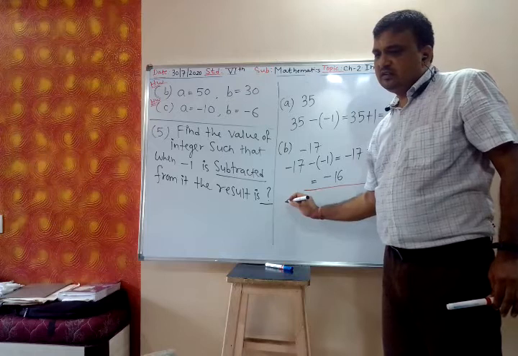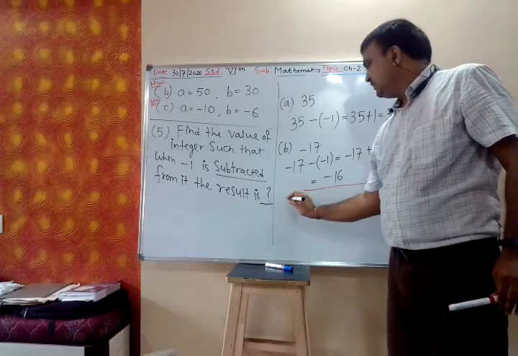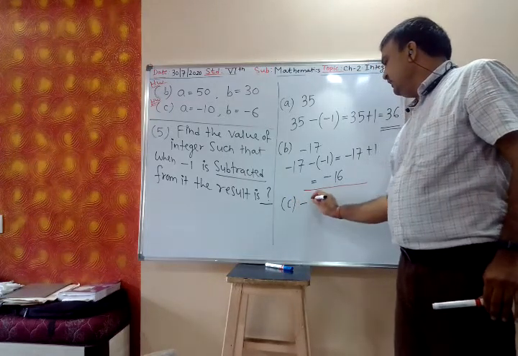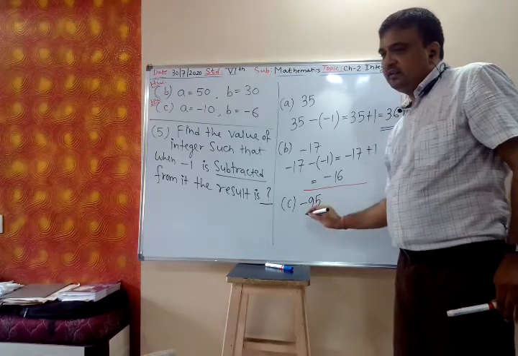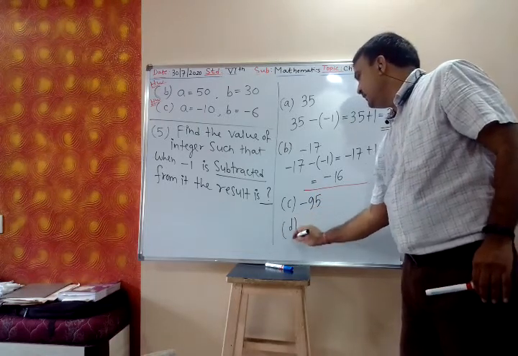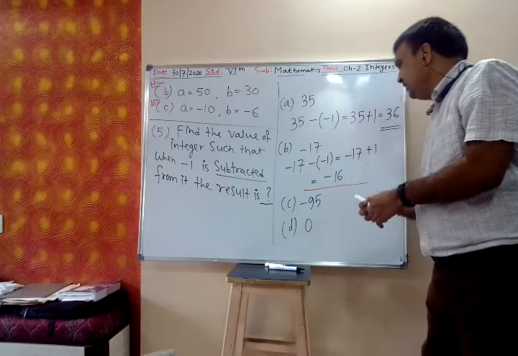Wait. Why are you talking? C is minus 95 and D is 0. Both I am giving as homework.